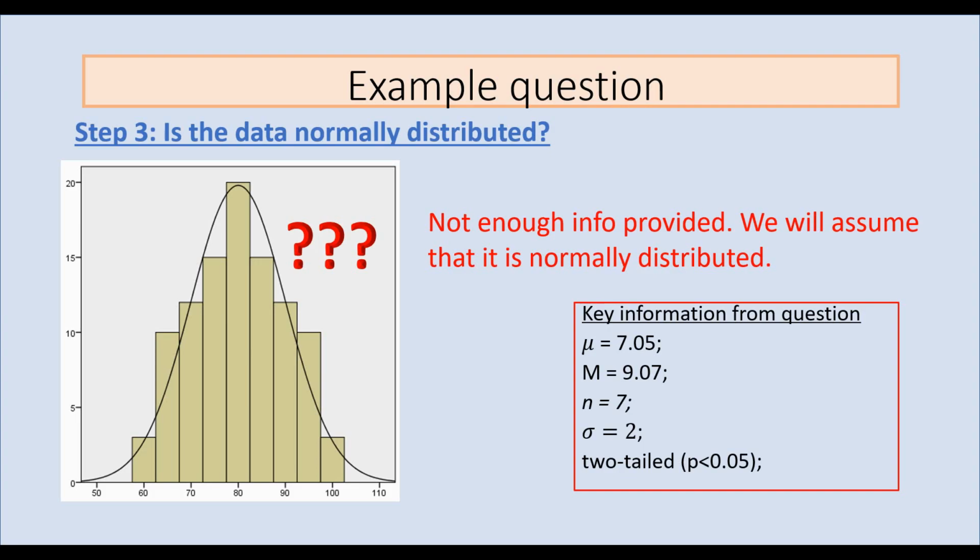Step 3, is the data normally distributed? This information wasn't provided in the question, and we're going to have to just assume it is normally distributed. So in this situation, we'd actually have to skip this step.